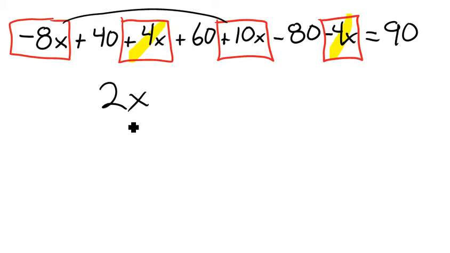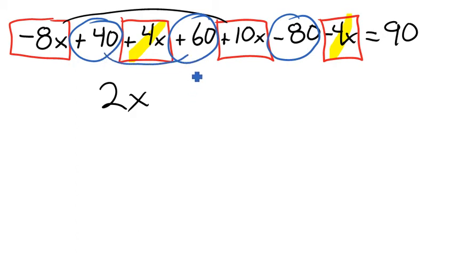Alright, now it's time to put together all the constants. I have a positive 40, positive 60, and a minus 80. Well, let's see. 60 and 40, these two together, makes 100, and then 100 minus 80 is just 20. So it's positive 20. And all that equals 90.